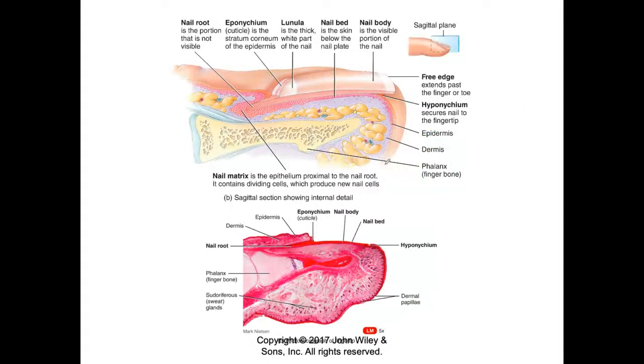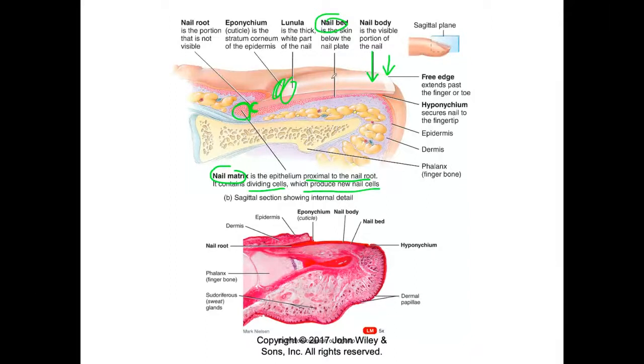When we look at the finger from the side view, here is the free edge of the nail that's dead, that you can clip. Here's the nail body. Here's the nail bed, which is the skin below the nail plate. Here's the lunula. Here's the eponychium or the cuticle. Here's the nail root. Everything starts at the root, but this portion proximal to that is called the nail matrix. That's the epithelium proximal to the nail root that contains the dividing cells to produce new nail.